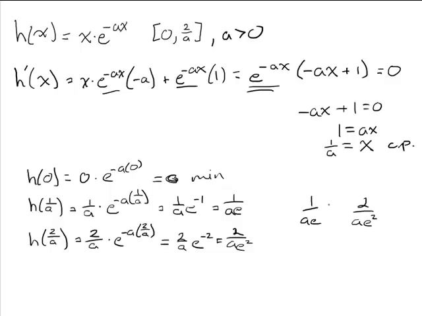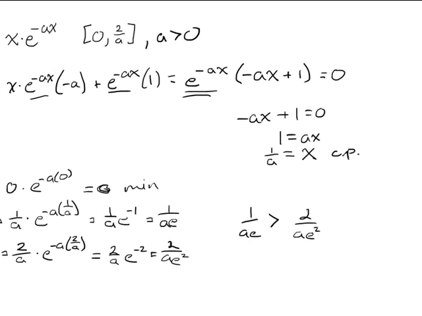Let's assume 1 over a e is bigger than 2 over a e squared. That e squared looks like it might change this. And what we'll do is we'll see if we get a true statement. So we can actually multiply both sides by e squared and by a. And what that does, that cancels this, cancels this, cancels this, cancels this. The a's will cancel, and we'll cancel out one of the e's, and we get left with e greater than 2, which is a true statement. So our max is right here at 1 over a e.